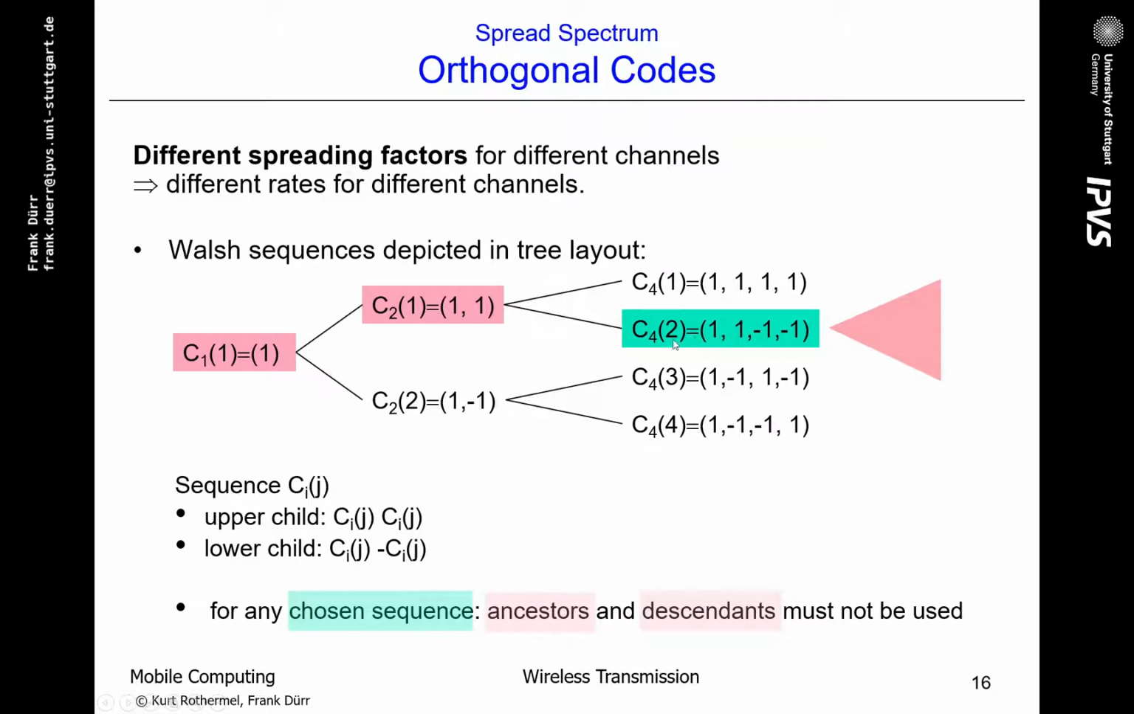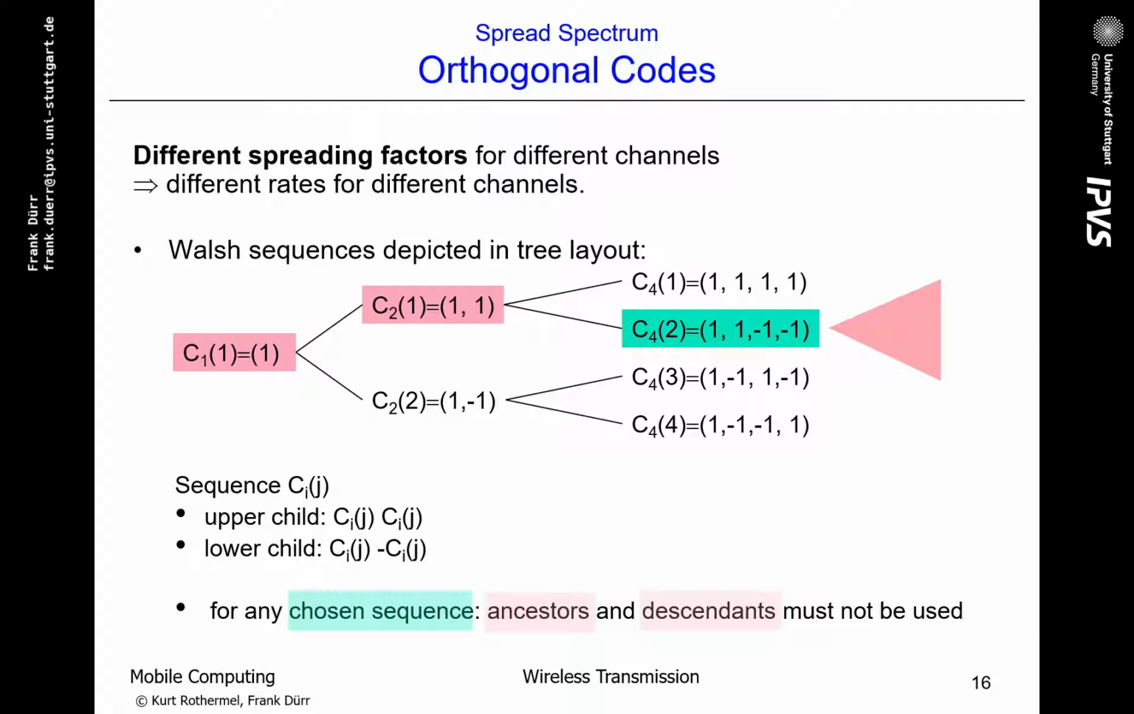However, in order for that to work, all the chipping sequences that we assign need to be orthogonal again to each other, although they might be of different length. So, how can we do that?